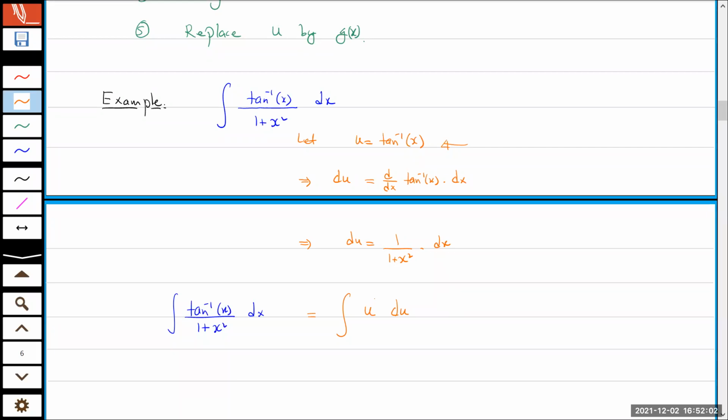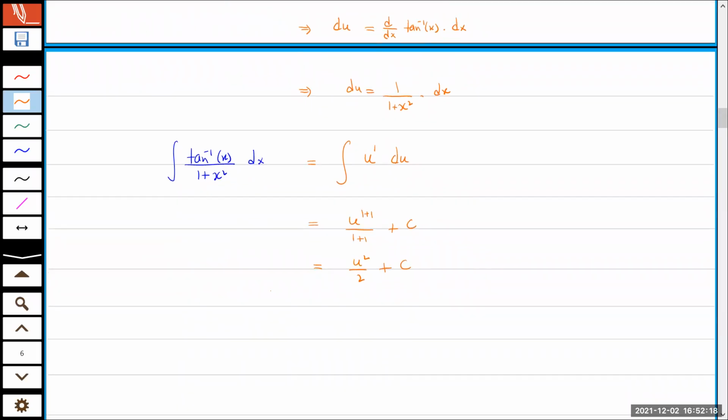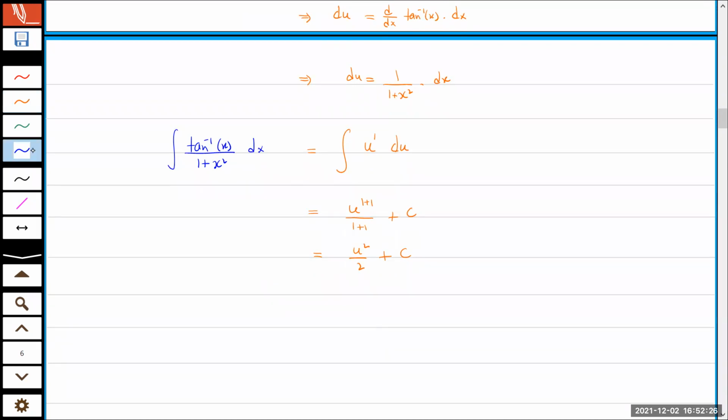Now this is a simple integral of u with respect to u. I can apply the power rule. It's u to the 1, the power rule that we wrote for antiderivatives. This is u to the 1 plus 1 divided by 1 plus 1 plus c, which is u squared divided by 2 plus c. But remember, we're not done yet. We have to go back to our substitution, our original variable. u equals tan inverse of x. So finally, I would write now, this is tan inverse of x squared, all divided by 2 plus the constant of integration. That would be our final answer.